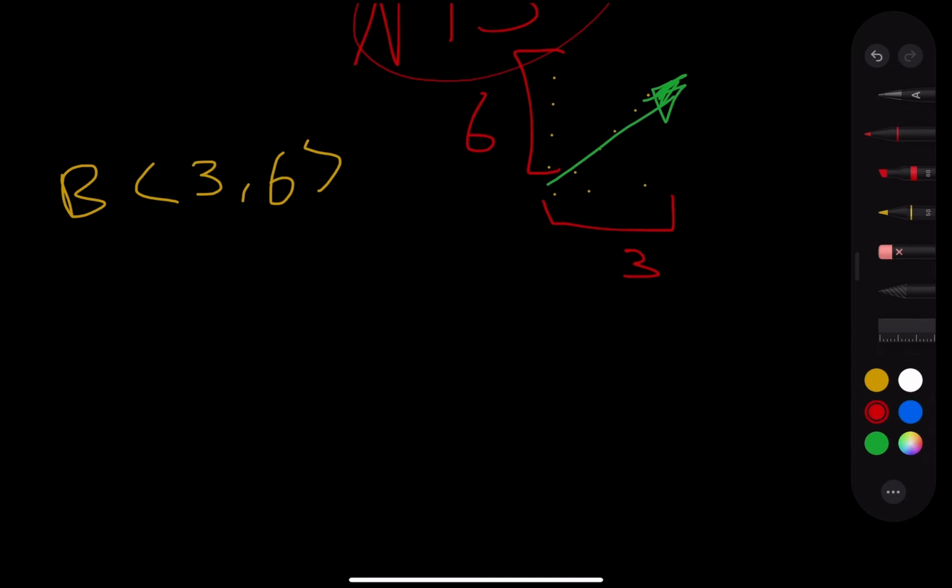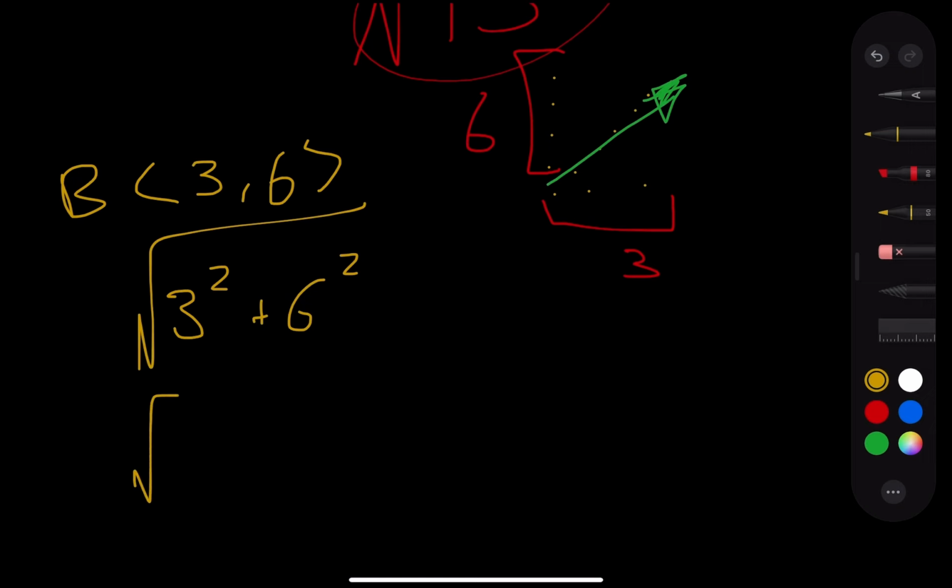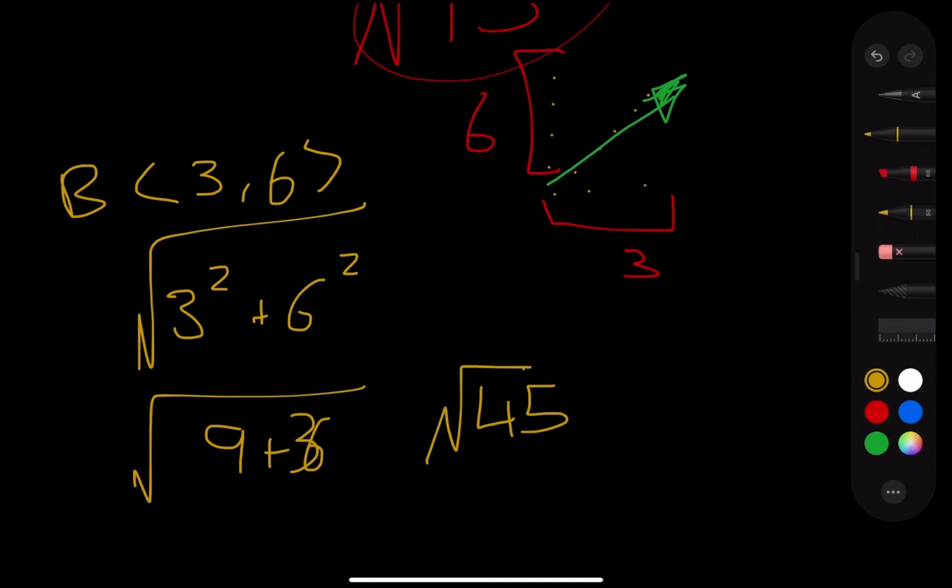Well, what we're basically doing is just Pythagoras' theorem, right? So we're going to take our 3 squared plus 6 squared, put this under a square root, and we're going to end up with 9 plus 36, sorry, and then that's the square root of 45. That is your magnitude.